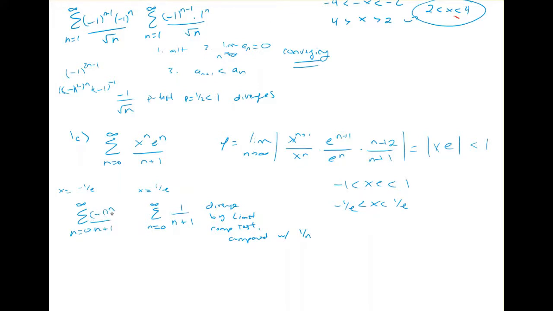Now, we know this is not going to absolutely converge. Why? Because that's the alternating version of this, and we know this one diverges. But does this conditionally converge?